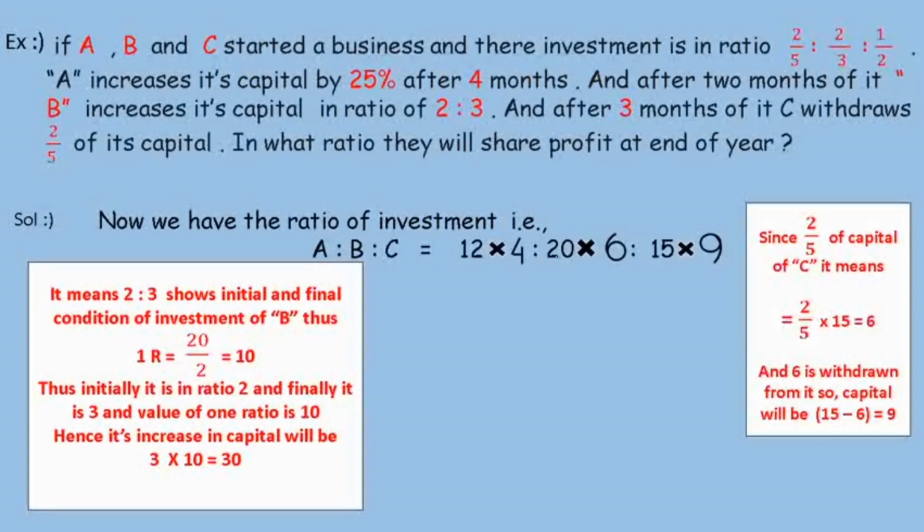And what A has done, A has increased 25% of its capital. So 25% of 12 is 3 and 12 plus 3 will be 15. So for A, increased in capital will become 15. So adding this will have 15, 30 and 9 for A, B and C.